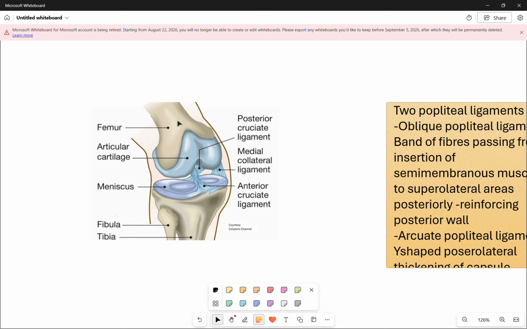In this diagram, it's a beautiful diagram, we see components of the knee joint and some of the ligaments. So the femur has got two condyles and the tibia has also got two condyles. The anterior surface of the femur articulates with the patella, and the inferior surface of the femur articulates with the tibia. So you got femoropatellar articular surfaces and femorotibial articular surfaces.